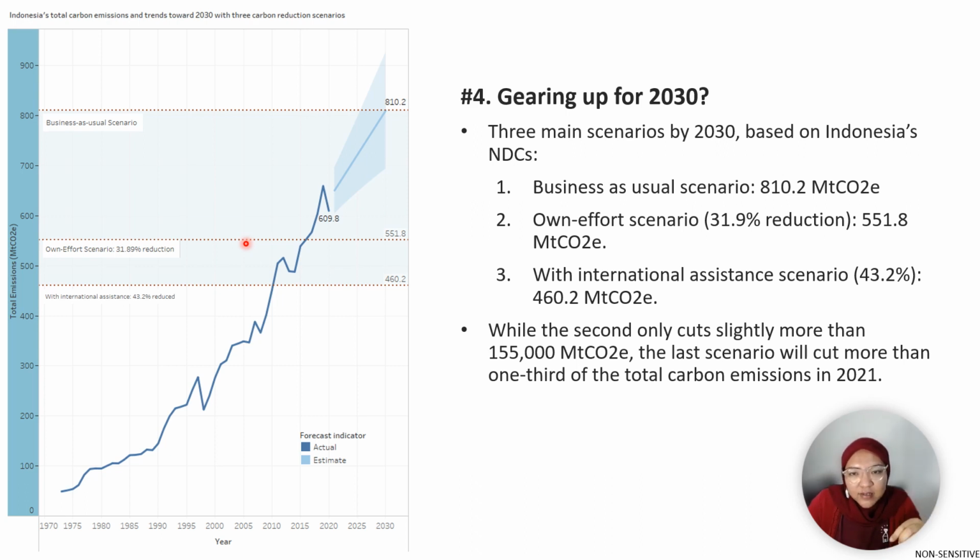from anyone else, and then it will be reduced by 31.89% of emissions. And the last one, if the country gets international assistance, the reduction will be up to 43.2%. While the second one only cuts slightly more than 155,000 metaton CO2 equivalent, the last scenario will cut more than 1/3 of the total carbon emission in 2021. You can see the numbers here.